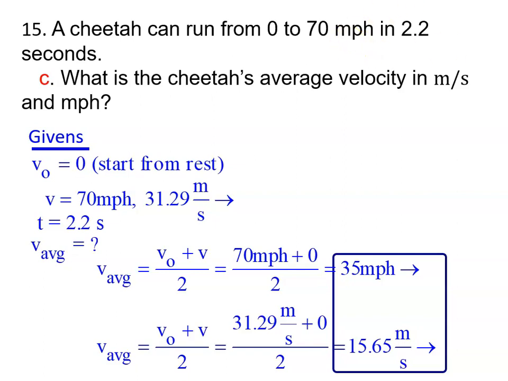If it didn't start from rest, if it started from some other speed, you would plug in that other speed in place of the 0 right here. So, like if the cheetah started from 30 miles per hour and accelerated to 70 miles per hour, then the average speed would be 50 miles per hour.